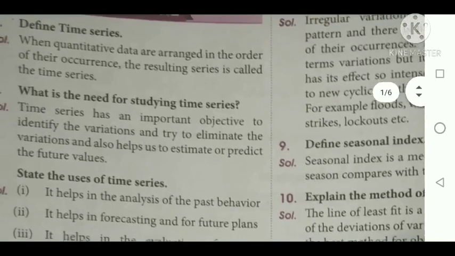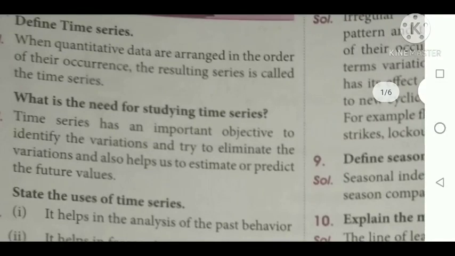Define time series. When quantity data are arranged in the order of occurrence, the resulting series is called the time series. That is, the quantity data are arranged in the order of occurrence, meaning in ascending order or sometimes in descending order. That is called a time series. This is the concept regarding the time series.